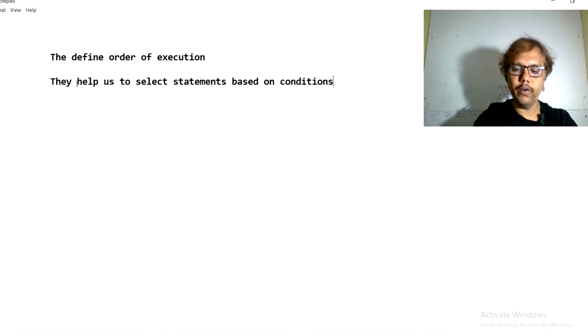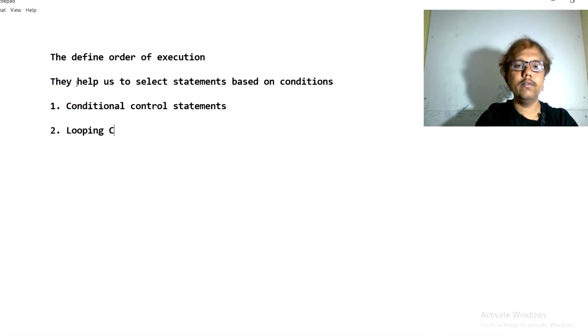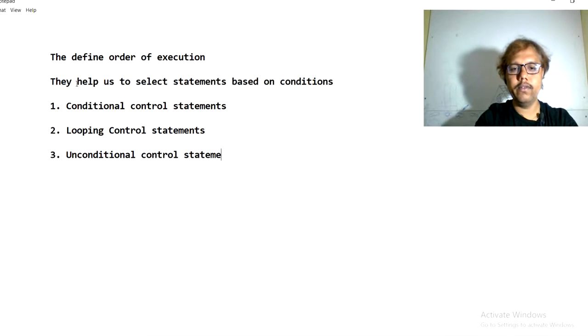I will show you. In Java or any programming language, control statements are classified into three categories. The first one is conditional control statements. The second one is looping control statements, they are also known as iterative control statements. The third one is unconditional control statements.